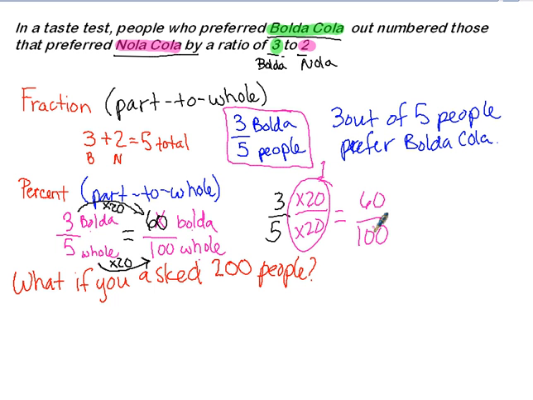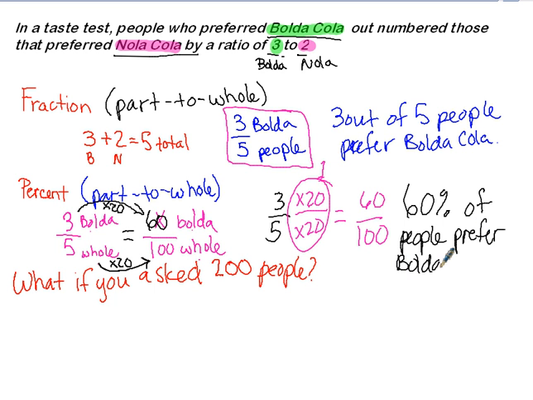So when you say what percent, if you wrote a statement, you would say 60% of people prefer Bolda Cola to Cola Nola.